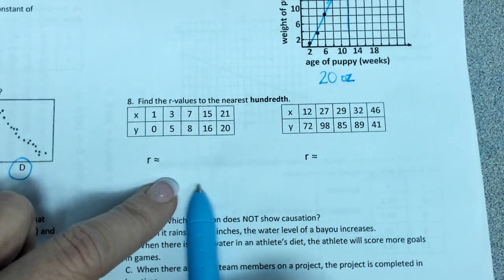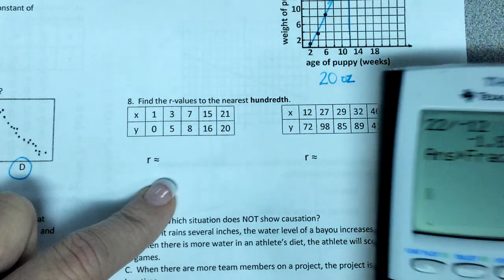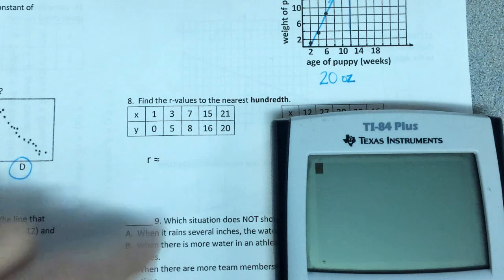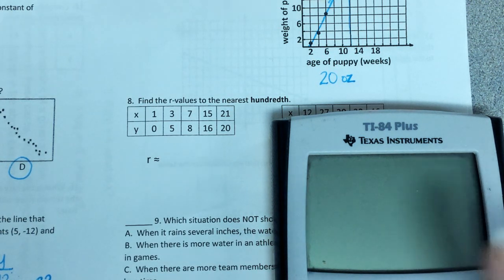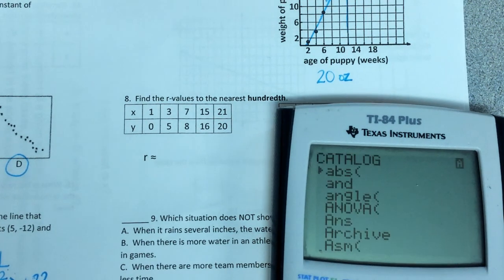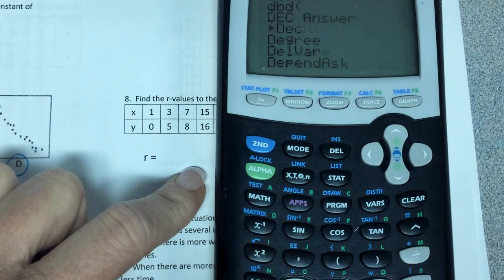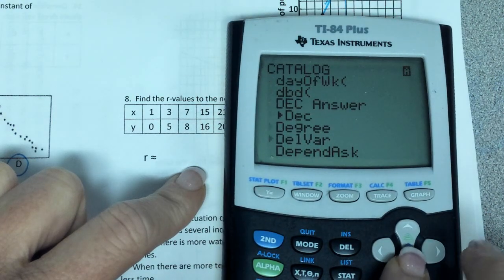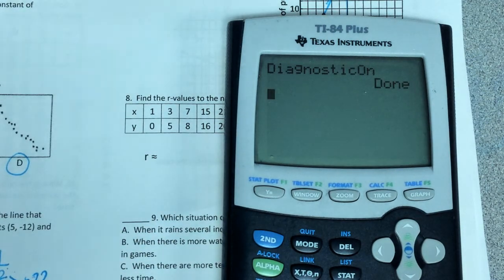Okay, so for number 8, they're wanting us to find the R values to the nearest hundredth. So what we have to do is use our stat edit. But before we even start inputting our information, do we remember what we have to have turned on to find our correlation coefficient? Diagnostics on. So remember, you have to hit second 0, and then do you notice how there's all these little letters in green here? If I hit D, it'll automatically take me to the D, so all I have to do is scroll down from there. And we're going to hit enter twice. Now that we have our diagnostics on.